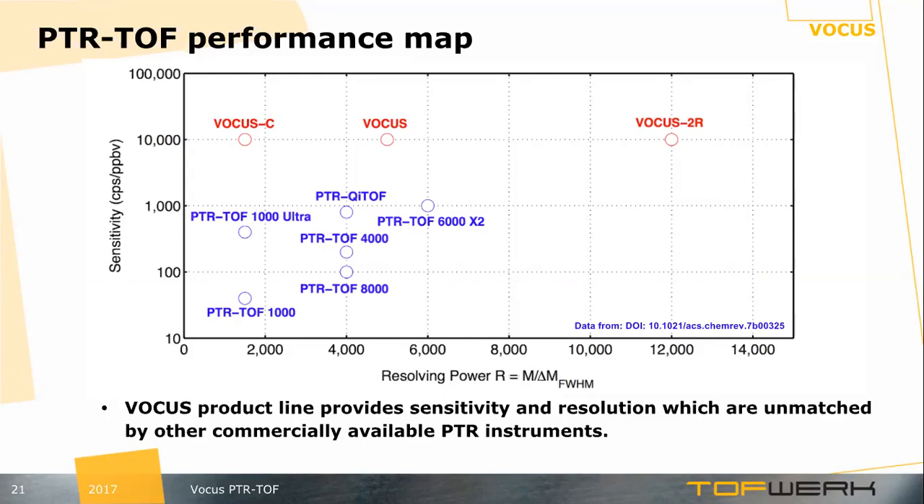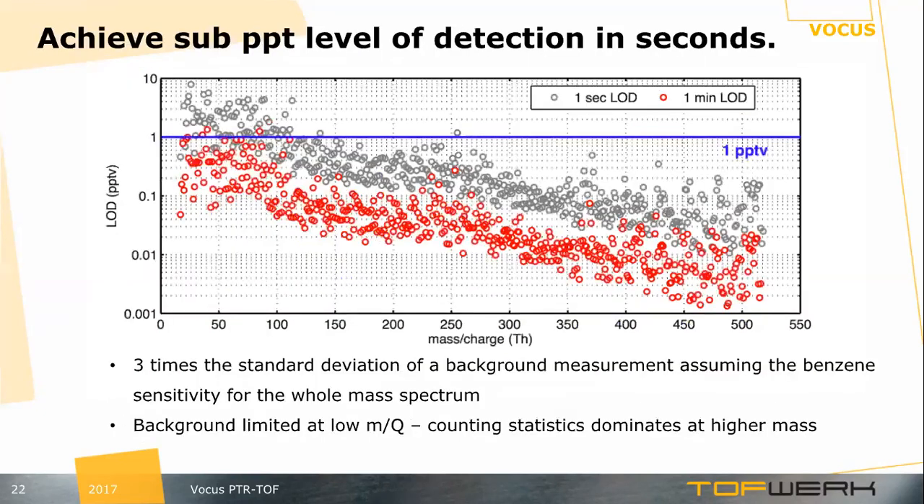So what does this actually mean? What does this high sensitivity actually mean if you want to make a measurement? It means that you're able to detect lower concentrations faster. So we're able to detect parts per trillion concentrations in seconds in parts of the mass spectrum. In this graph, what I'm showing you is 2 different time domains. One is 1 second measurements, and one is 1 minute measurements. The 1 second data are in gray, and the 1 minute data in red. What I've done here is measured clean air for about 30 minutes.